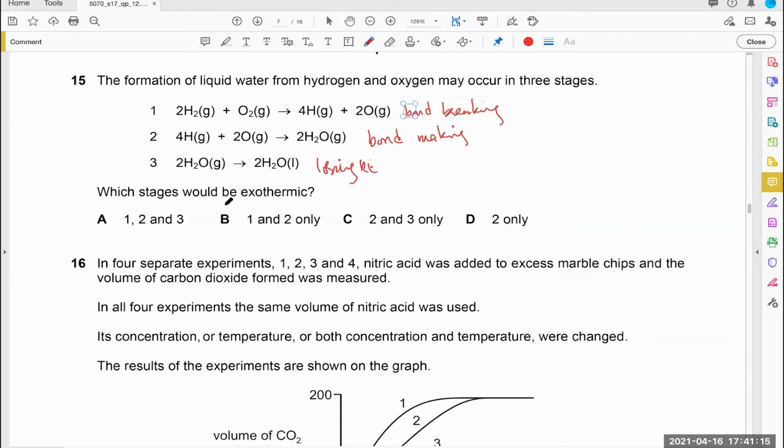Which stages would be exothermic? The ones in which energy is given out. So 2 is bond making is exothermic. 3 is exothermic because energy in gases is higher, energy in liquid is lower, kinetic energy. So they have lost that kinetic energy. So it's going to be 2 and 3 only. In the first one, bonds are being broken, and to do that, you will have to supply a lot of energy. So that is endothermic.